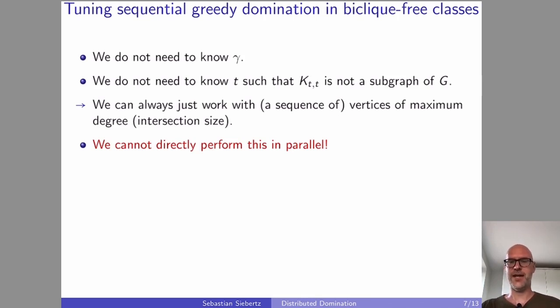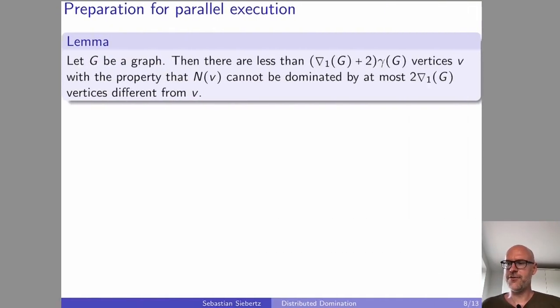So the main part, or the great idea of Chigrinov et al. was how to actually perform this tuned greedy algorithm in parallel. We are not following exactly their lines of the proof, but we are rather first carrying out a pre-processing step that goes back to the work of Lenzen et al., which cleans up the graph a little bit. So the first lemma, which generalizes this lemma of Lenzen et al., is: if we have a graph, then there are only few vertices with the property that their neighborhood cannot be dominated by a few other vertices.